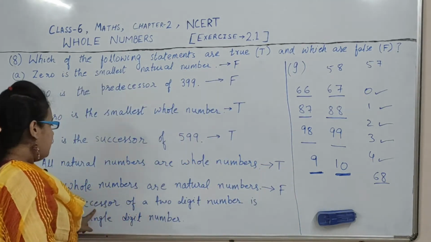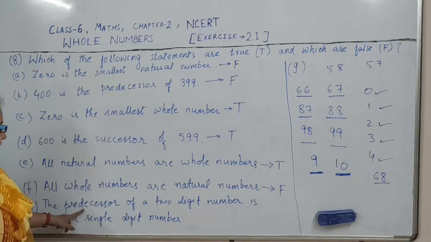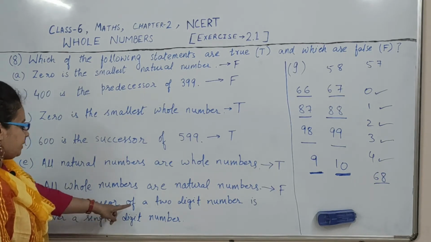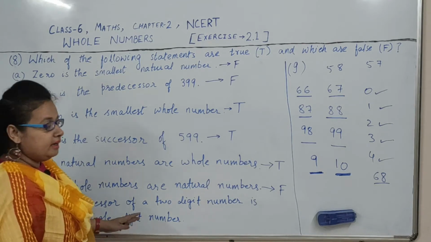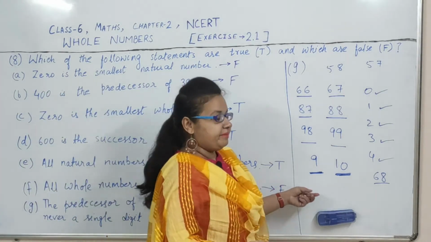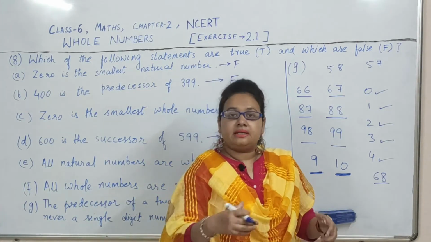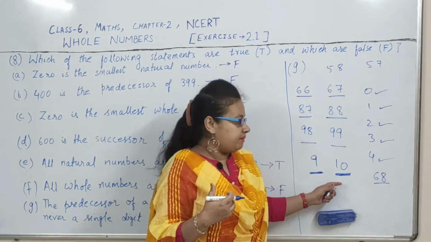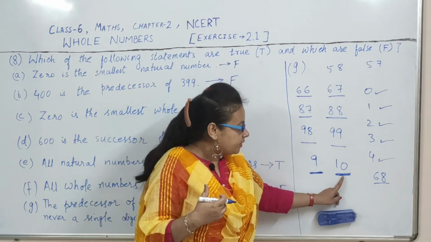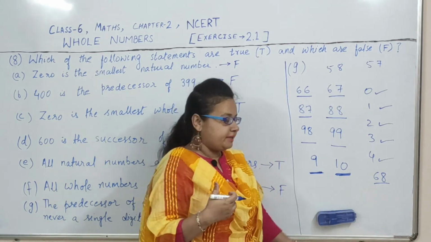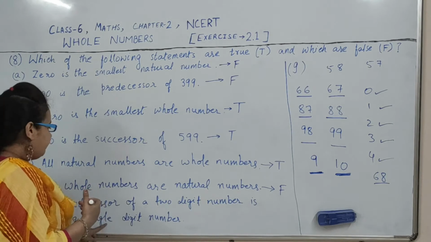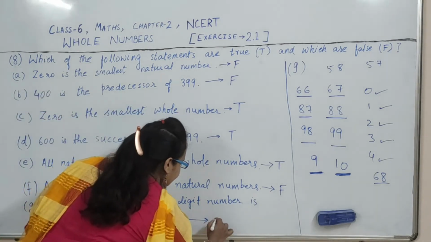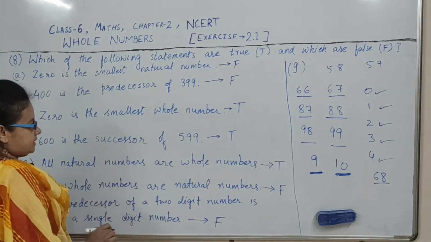It means it is a false statement because it is telling that the predecessor of a two-digit number is never a single-digit number. It means this statement says that the predecessor of a two-digit number can never be a single-digit number. But we are seeing that the predecessor of a two-digit number is a single-digit number. It means this statement is a false statement. Okay, it is a false statement.